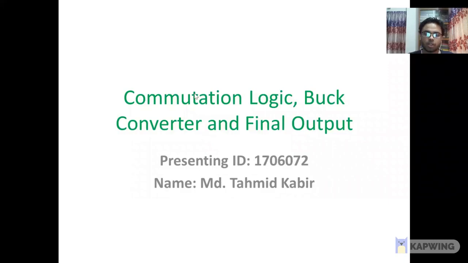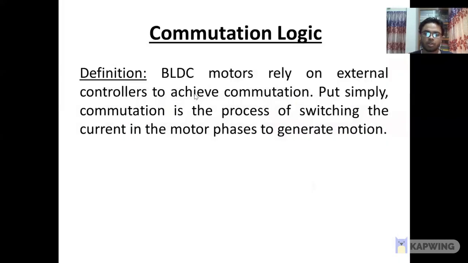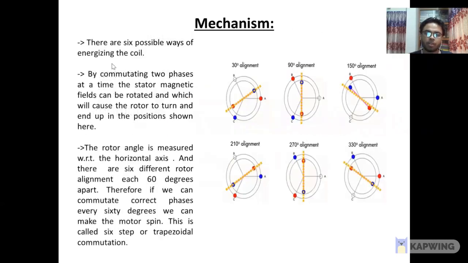Commutation logic, buck converter, and final output, ID 1706072. Commutation logic: BLDC motors rely on external controllers to achieve commutation. Put simply, commutation is the process of switching the current in the motor phases to generate motion. There are 6 possible ways of energizing the coil. By commutating two phases at a time, the stator magnetic field can be rotated, which will cause the rotor to turn and end up in the positions shown here.